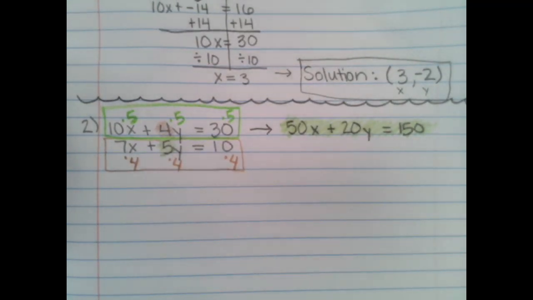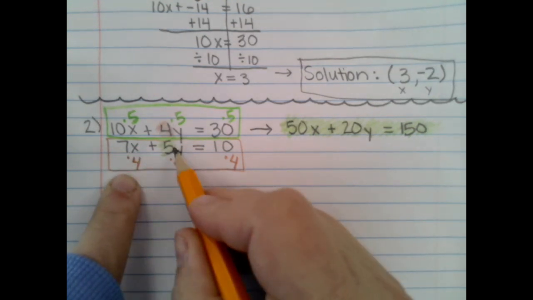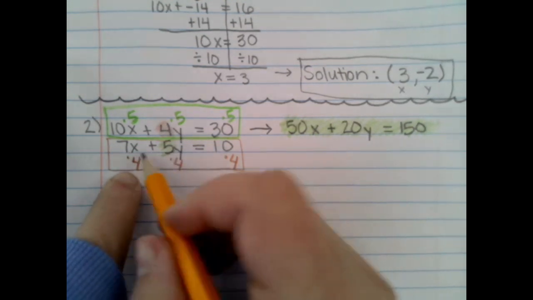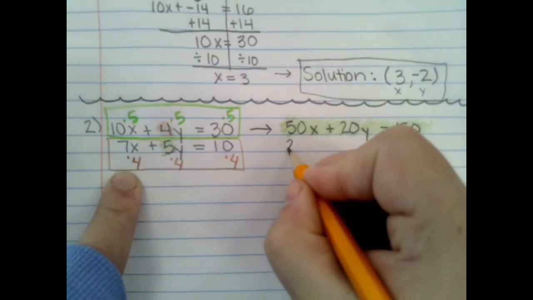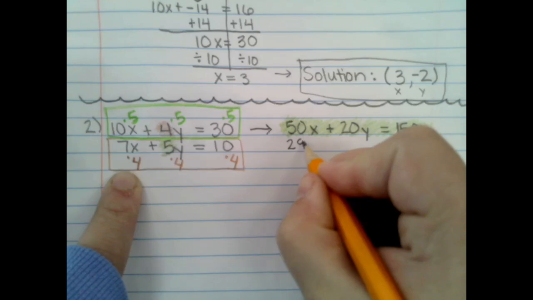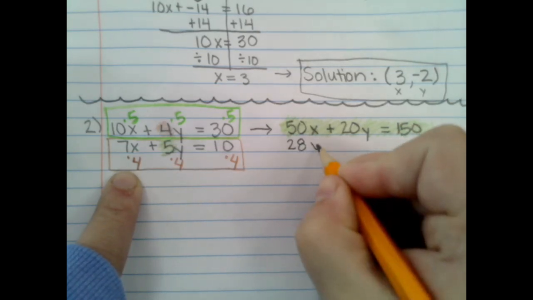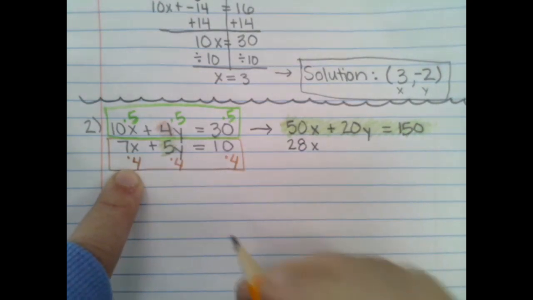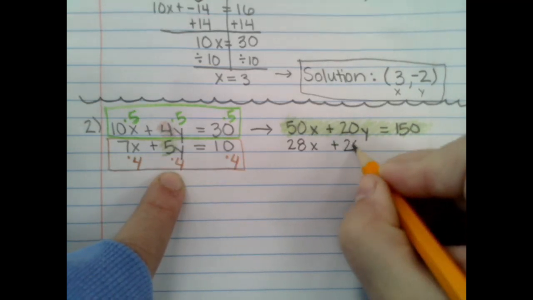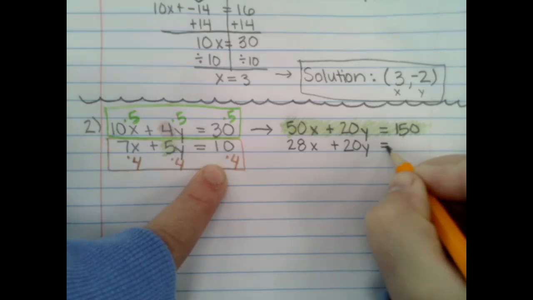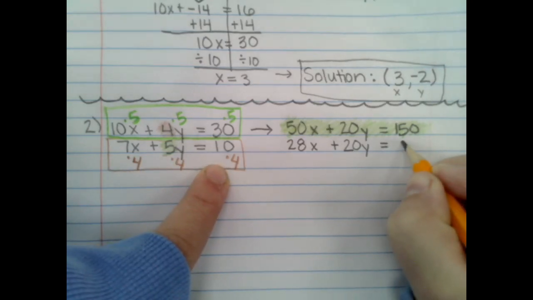All right, now on the bottom, we're doing the same idea, but we're going to multiply everything by 4. So what is 7 times 4? Not quite, that'd be 8. 28. It's okay. Plus 5 times 4, 20y. And then 10 times 4, 40.